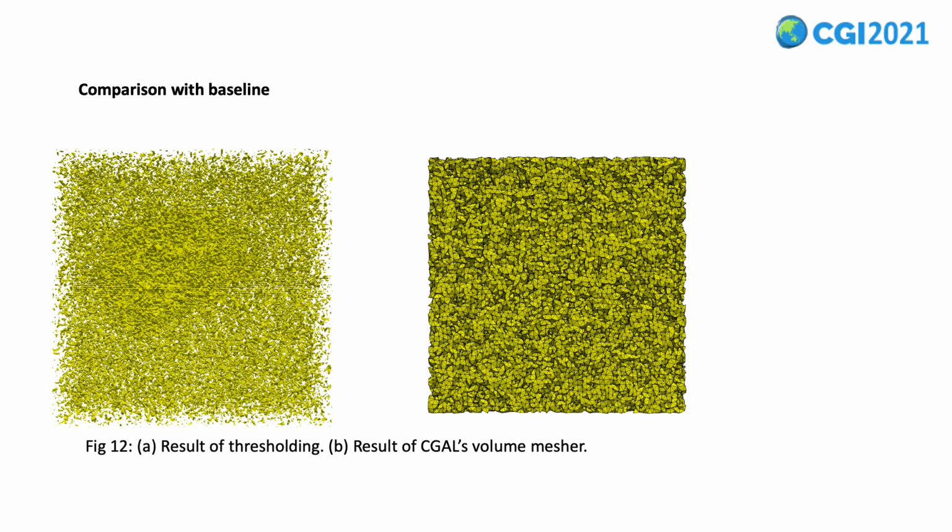Comparison with baselines: the left one is a single thresholding, and the right one is Segal's volume measure. It also needs a single threshold to work on, so that's why it fails to denoise it, but our algorithm gives better results than the conventional ones.